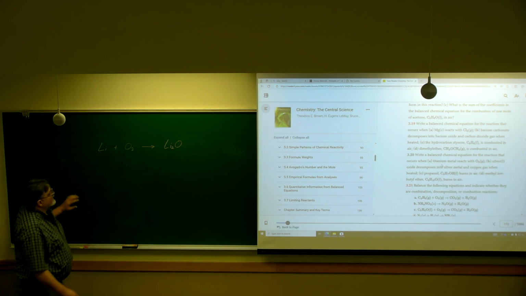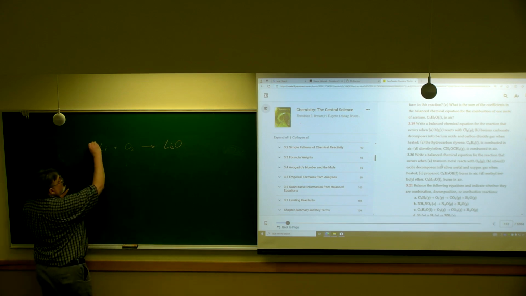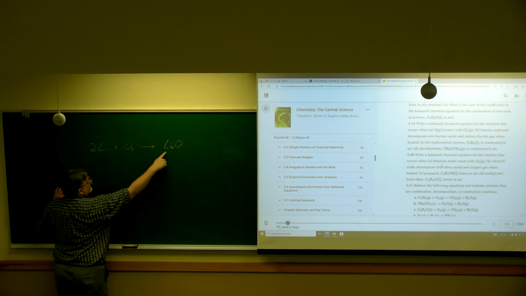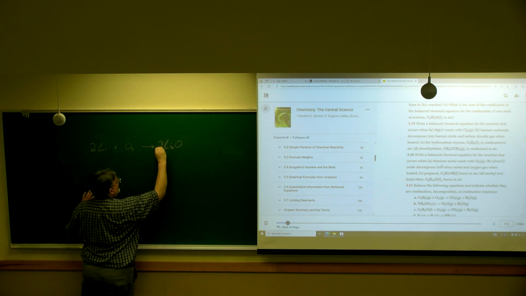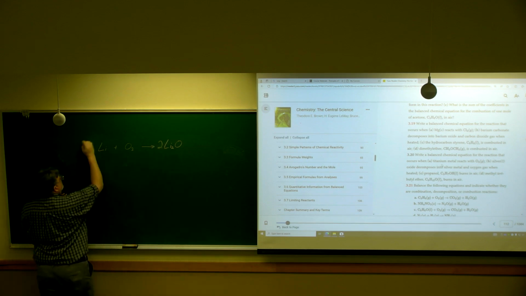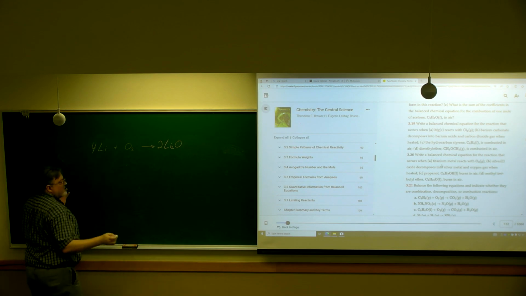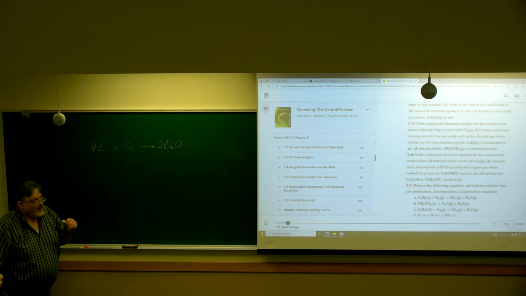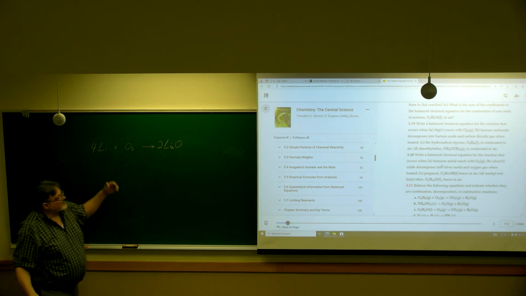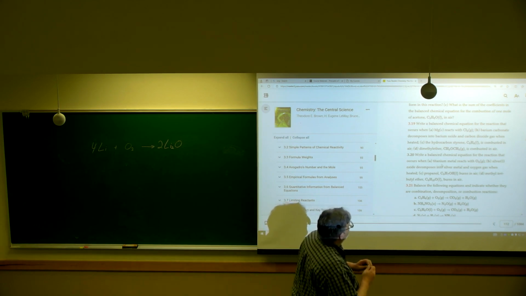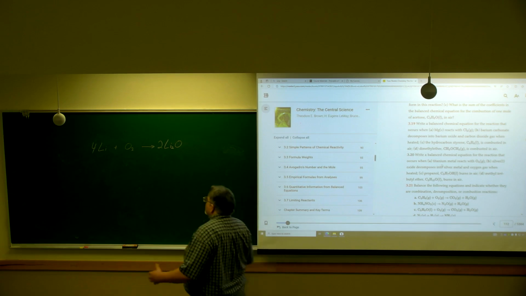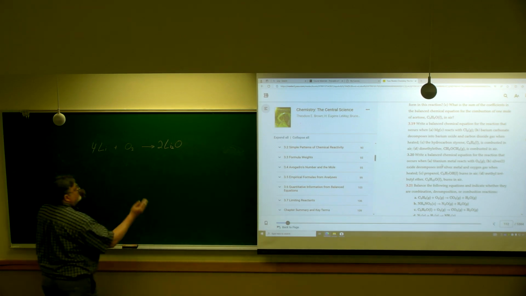To balance this, I need a 2 there because I've got 2 of those. And I need 2 oxygens. So I have to do that. Now I have to back up and put 4 here, there. That's balanced. So if I said lithium and oxygen, does it say O2? Yeah, it does say O2. So that comes together to make lithium oxide. There it is balanced.